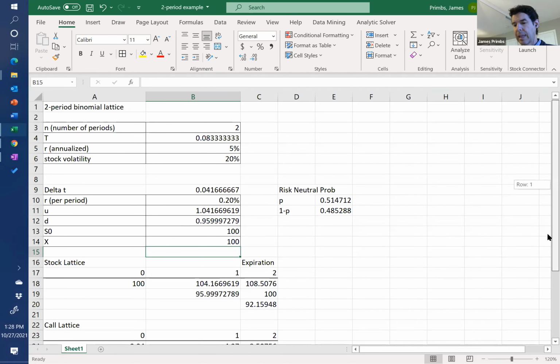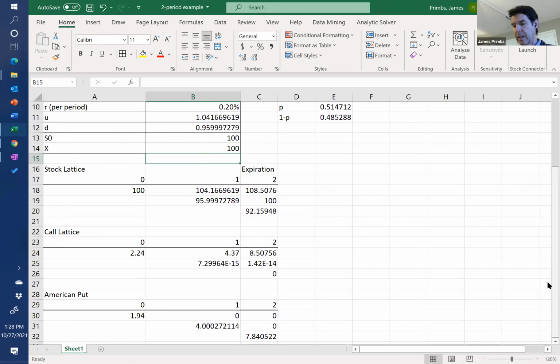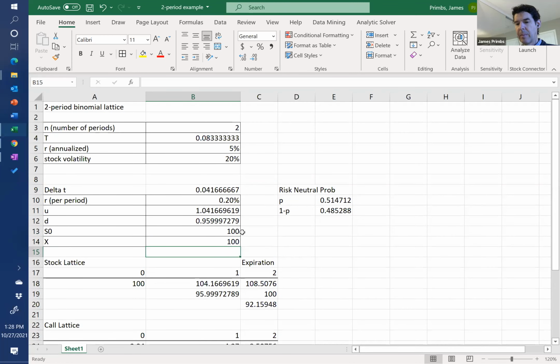So now my lattices are all down here, calculated. You weren't just handed u and d and the per period interest rate. We started from numbers like: what is the time to expiration in years? What is the annualized interest rate? How volatile is the stock you're trying to price an option on? 20% volatility, 30%? What's its typical annualized volatility? We start with these numbers and then calculate delta t, r per period, u and d.